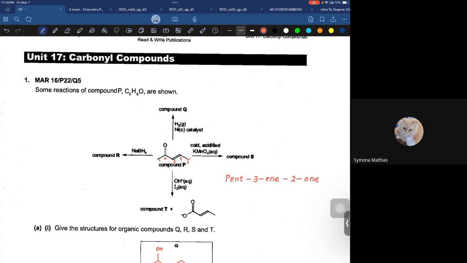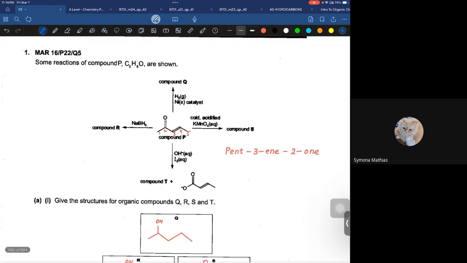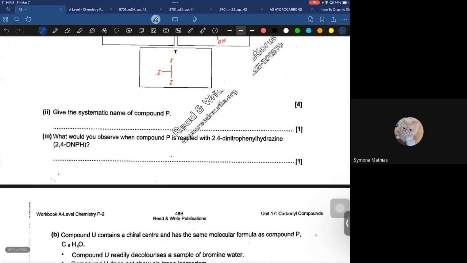E comes first alphabetically. This is your alphabetical order. Ene comes first, E for elephant. This comes first as compared to this oxygen. So this is your IUPAC naming. Else you can also write 3-pentene and 2-one. You can also write this.